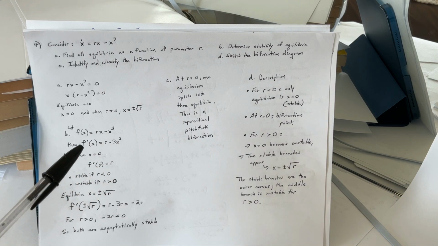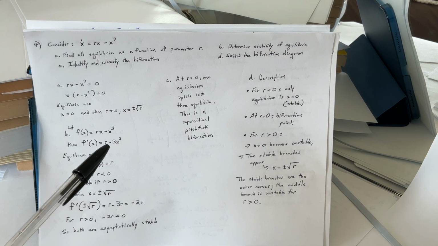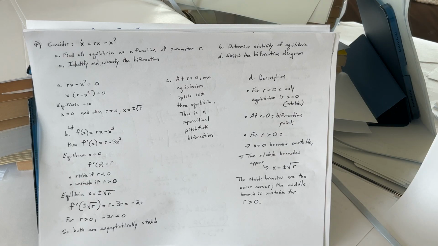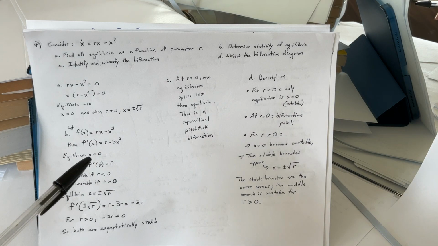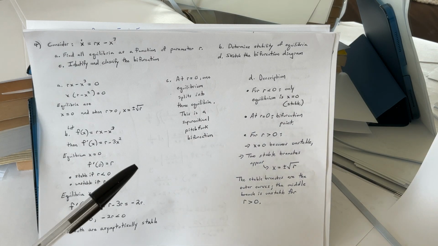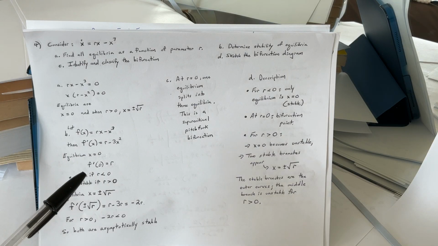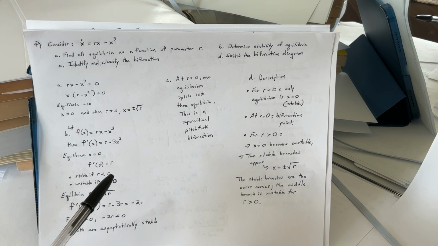Differentiate with respect to x, we get f prime of x equals r minus 3x squared. We get the equilibrium, x equals 0. Take the derivative of that at 0, f prime of 0 equals r. So what we could say in this situation, thinking in terms of stability and the rules: stable if r is less than 0, unstable if r is greater than 0.